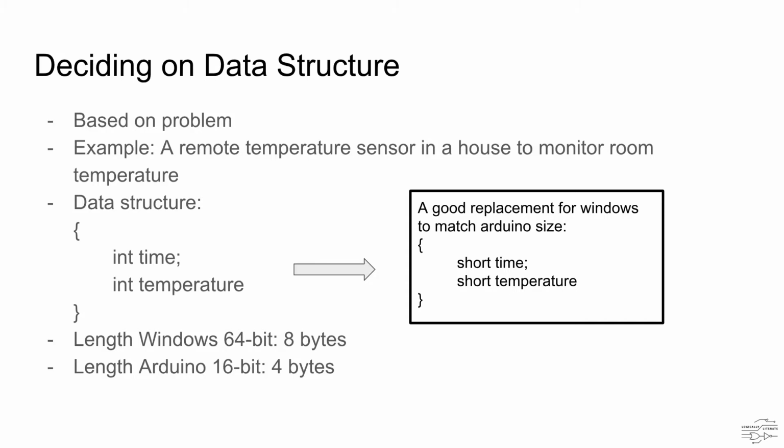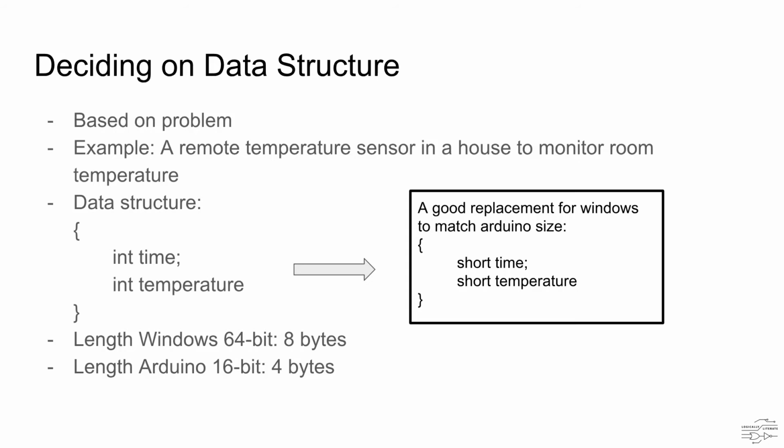Secondly, you need to realize the architectures you're using between the two devices that are communicating with each other. So on Windows, this data structure here would be 8 bytes because it's two integers back to back. An integer in Windows is 4 bytes. It's a 64-bit system in Windows, specifically, that we're talking about here. With an Arduino, it's a 16-bit system, so each integer is 2 bytes, meaning that this data structure will be 4 bytes.